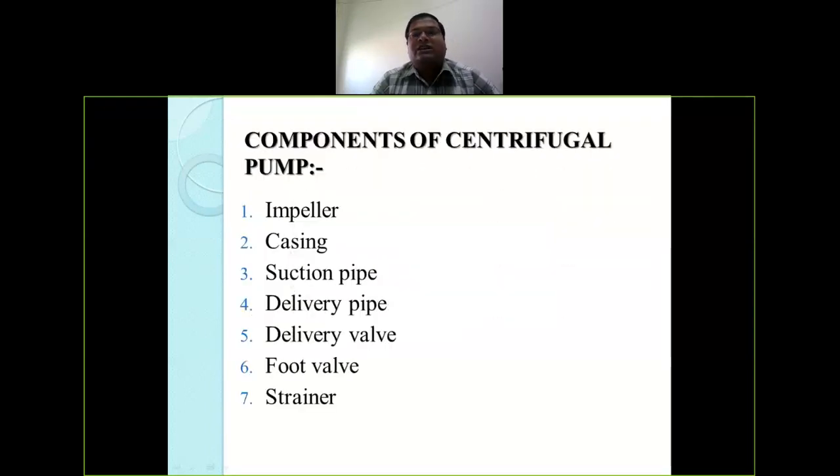Now we will talk about the components of the centrifugal pump. You can see here there are 7 components. First one is impeller, second one is casing, third one is suction pipe, fourth one is delivery pipe, fifth one is delivery valve, sixth one is float valve, and seventh one is strainer. We will discuss each and every component here.